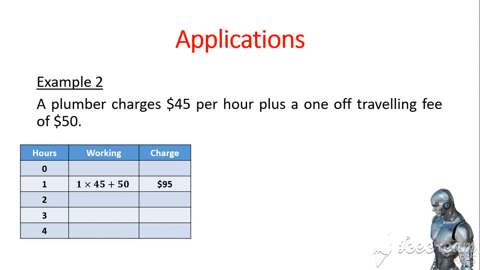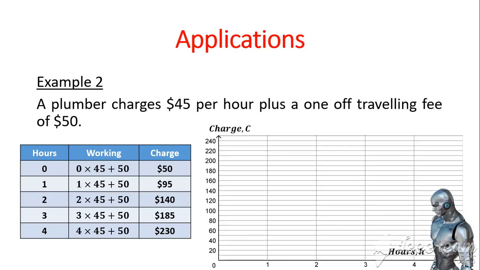And let's start with 1 hour. If he does 1 hour of $45 plus the $50 travelling fee, which is $95. 2 hours, 2 times 45 plus the $50 fee, which is $140. 3 hours, so that's 3 times the 45 plus the $50 travelling fee, $185. 4 hours gives us $230. And even though it doesn't make much sense, 0 hours, which would mean 0 charges, 0 times 45 plus the $50 fee, which would just give us 50. So let's plot these points on the graph and draw a straight line graph between them.